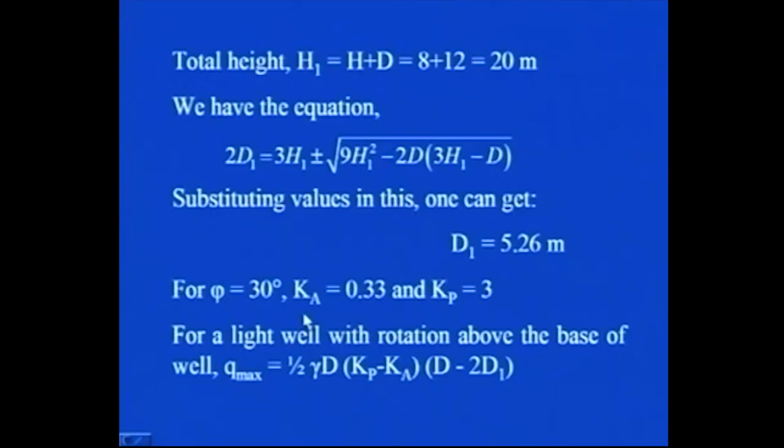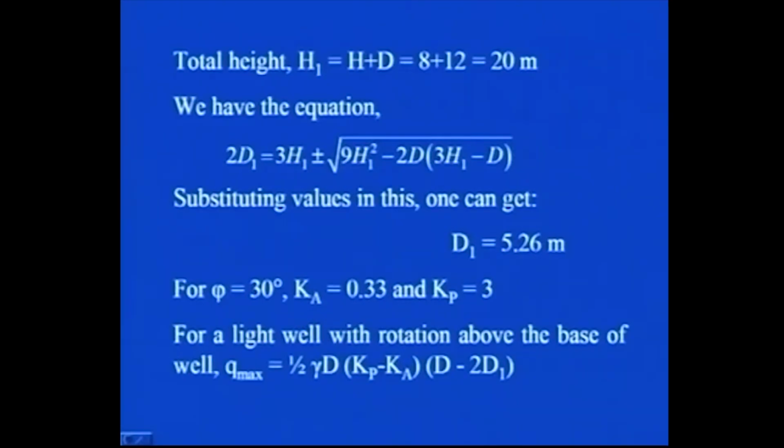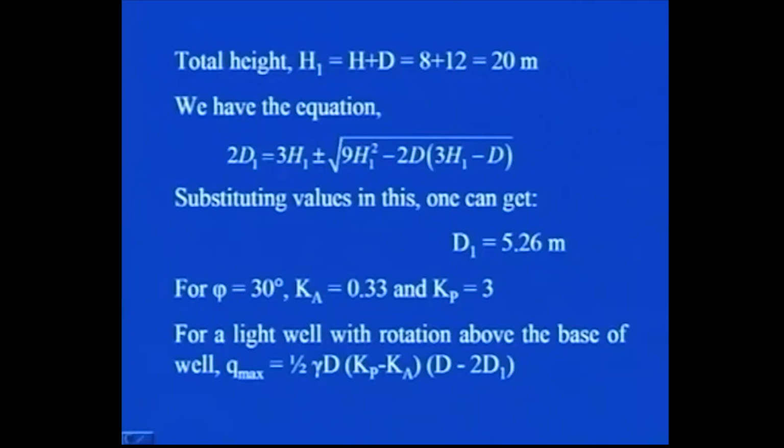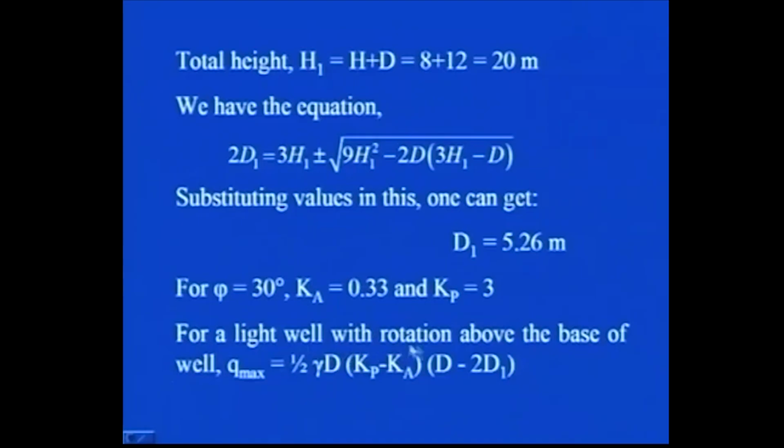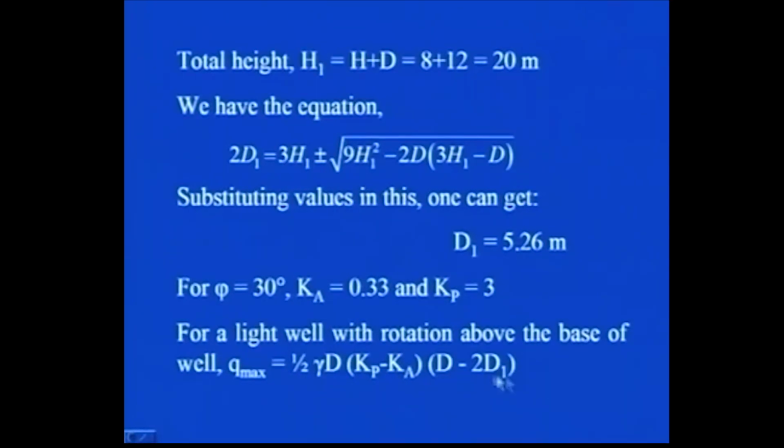Now, this Terzaghi's analysis has the assumption that Kp and Ka are to be determined using Rankine's theory. So if you go back to the concepts of lateral earth pressure theories, phi, that is the angle of shearing resistance, is given to be 30 degree, and correspondingly Ka and Kp will be 0.33 and 3. So in case of a light well with rotation above the base of the well, Q max will be equal to half gamma D Kp minus Ka into D minus 2 d1, which we saw just now, that is how we can obtain this expression for Q max.